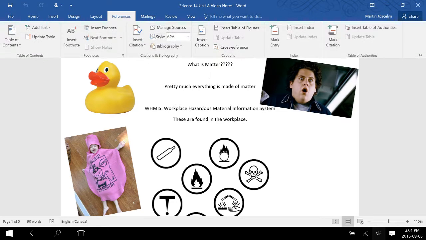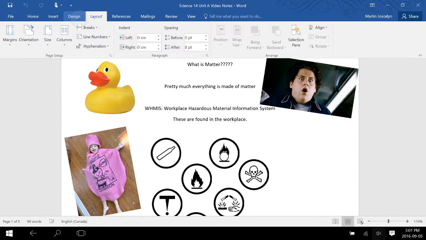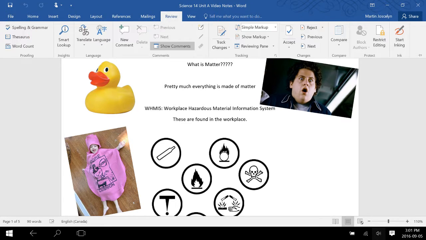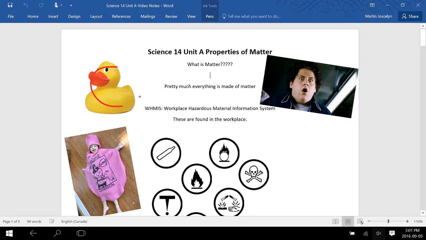So if we have a look at some of these pictures here, we have a rubber ducky. This rubber ducky right here, made of matter. Jonah Hill over here, also made of matter. This kid in a whoopee cushion costume, matter.